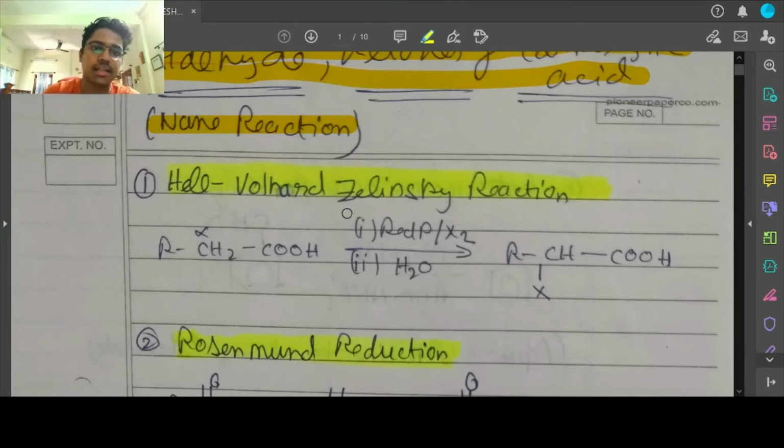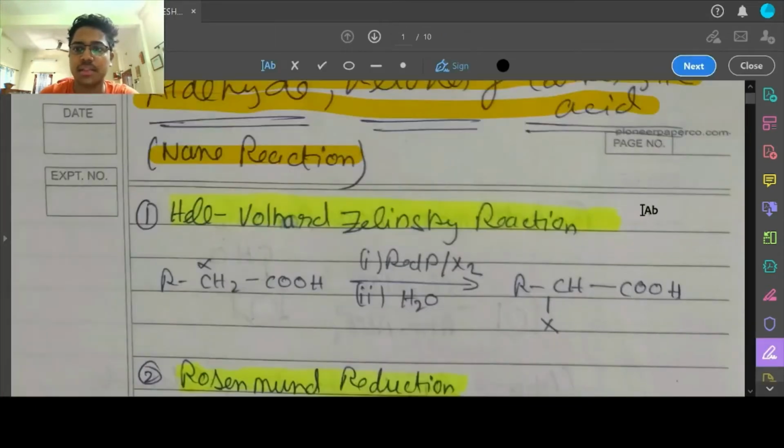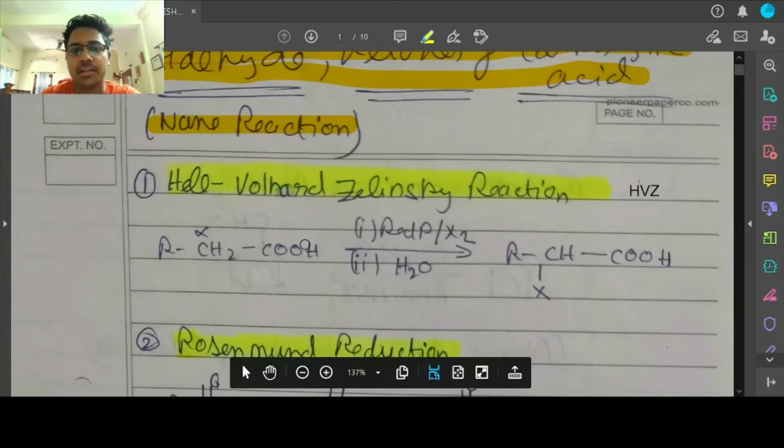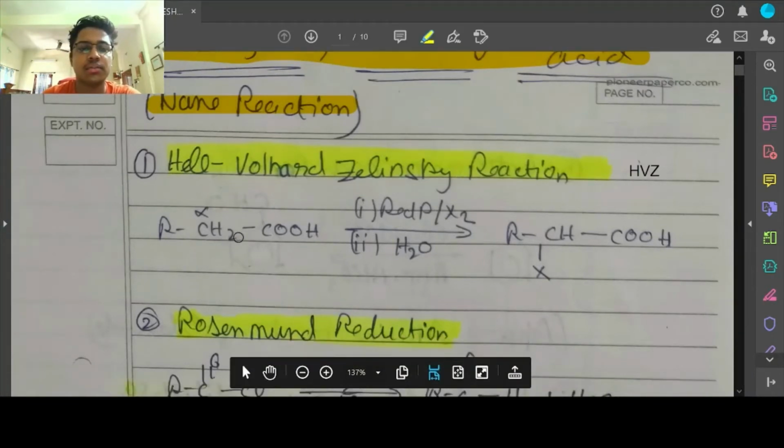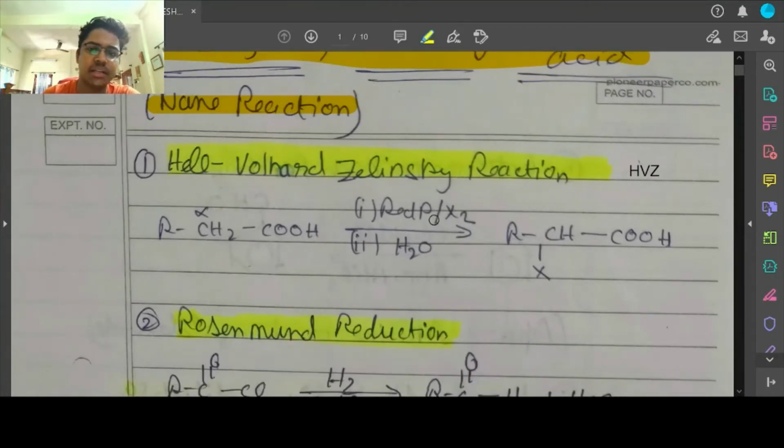So, this is highlighted: the Hell-Volhard-Zelinsky reaction, also known as the HVZ reaction. RCH2COOH, when reacted with red phosphorus and a halogen molecule, F2, Cl2, I2, and water, gives RCHXCOOH.